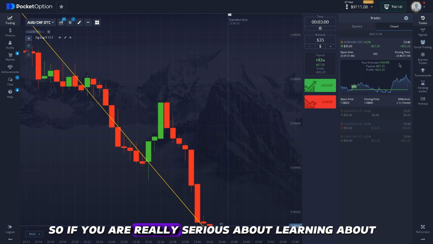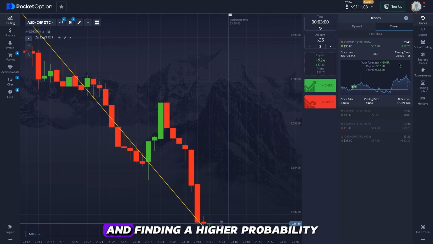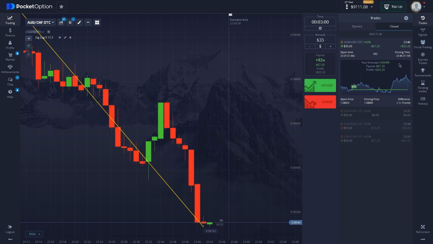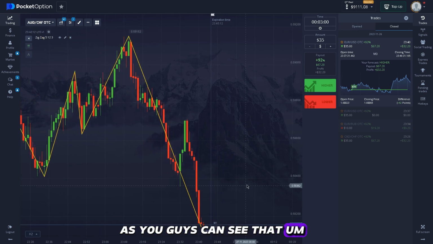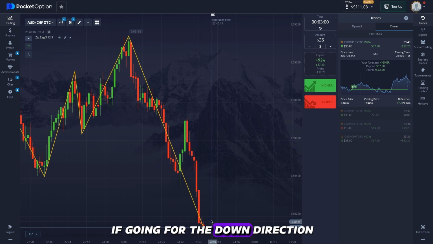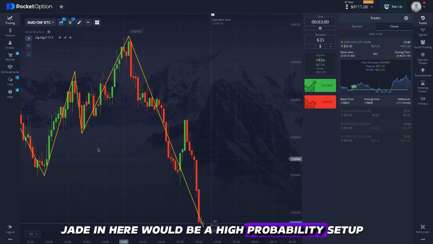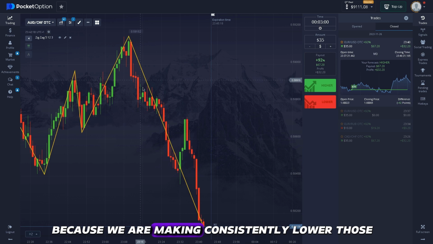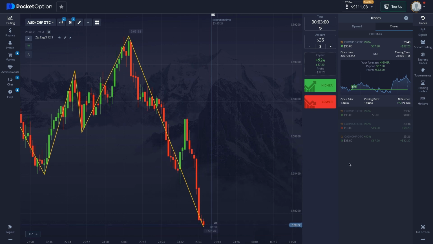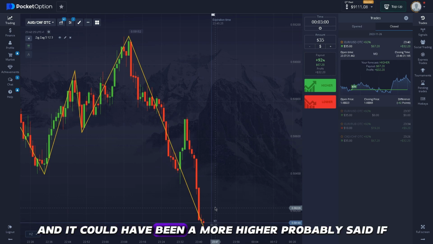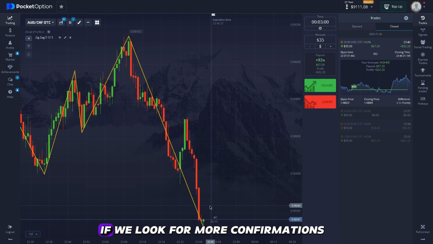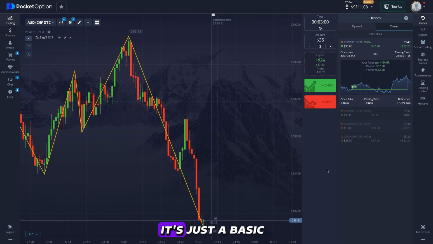So if you are really serious about learning about price action and finding higher probability setups like I do, as you guys can see, going with a down direction trade in here would be a high probability setup. And why is that? Because we are making consistently lower lows. And there might be some more, and it could have been a higher probability setup if we look for more confirmations. But as I said, it's just the basics.